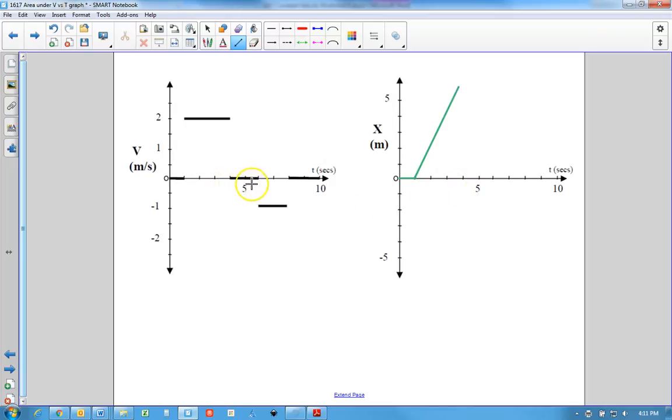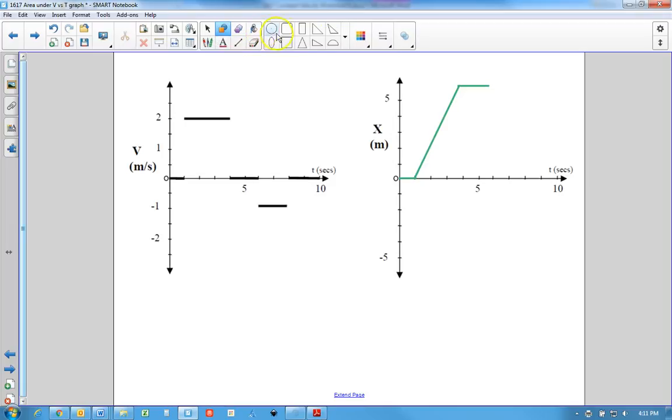And then for these next 2 seconds, I've got a 0 velocity. So I'm not going to go anywhere else. So I'm just going to have a nice horizontal. I'm going to stay at this 6 meter mark. And then right here I've got a negative 1 velocity. And this is for 2 seconds.